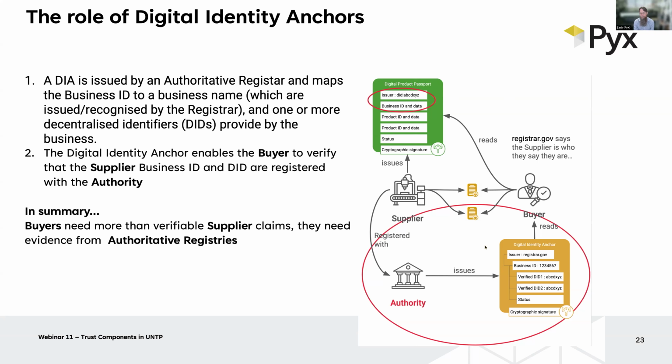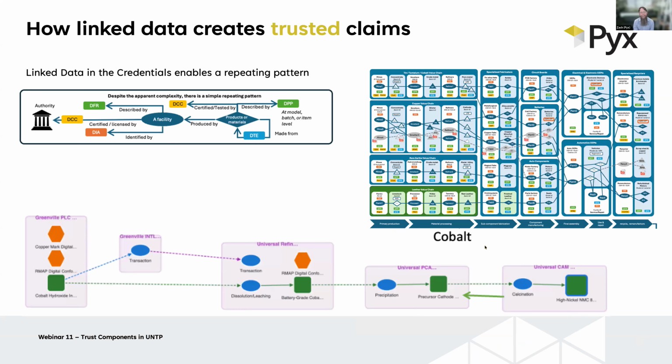my digital product passport from my company here in Australia, my customer knows for sure that I am from an Australian business and that it is my business that has signed the credential that they're reading. And that creates what we describe as a chain of trust, which is the next topic we're going to talk about: how linked data creates trusted claims.